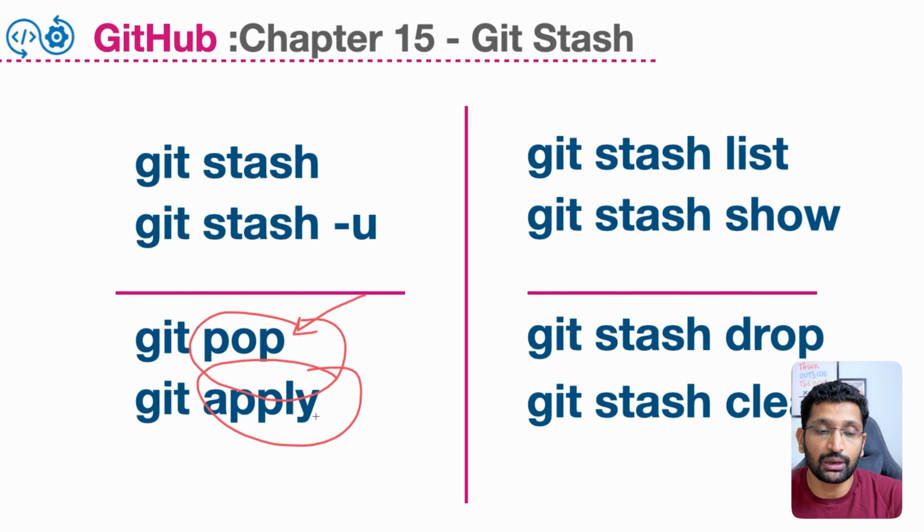But in apply, whenever you run the git stash apply command, that particular stash will not become empty. It will be popped back, but that stash item will still be there. All right, so let's take a look at how it works.